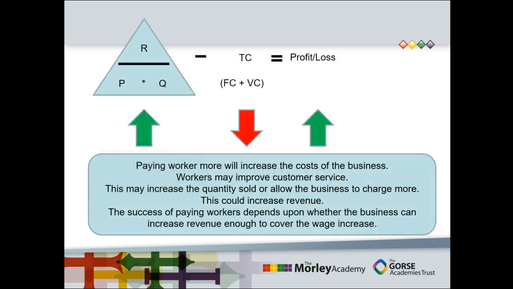So for example, if we try and get our revenue to go up and our cost to go down, then that will mean our profit goes up in a big way. And that's what businesses are really, really striving for. However, if we look at the box underneath, paying workers more will increase the costs of the business.